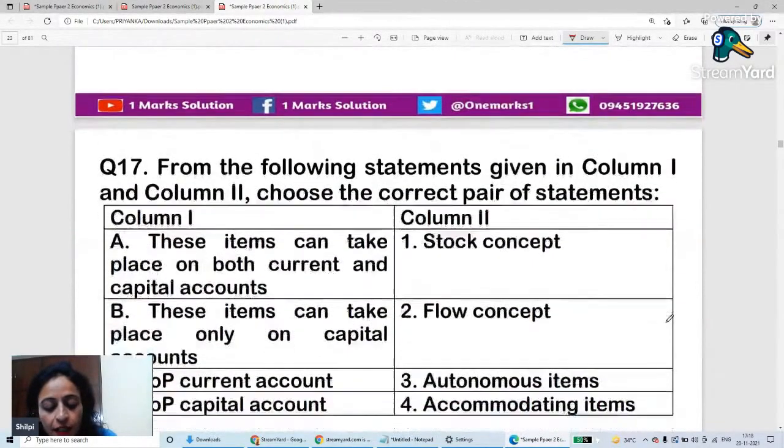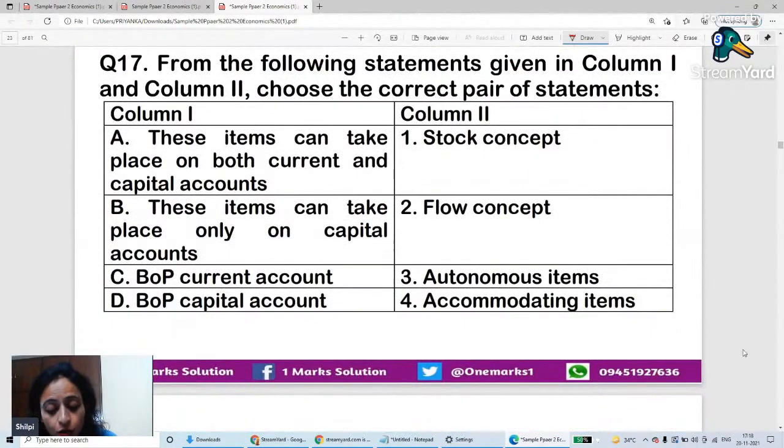Second, these items can take place only on capital accounts. Now, which are the transactions which only take place in the capital account? That is accommodating items, which are done for the balancing of the balance of payment account, right? Accommodating items. So B will go with fourth. If we go through the options which are given, we can easily observe that option C is matching A with the third column and B with the fourth column. You have to observe your options also at the same time. If you are able to match any two of them, then you may get the direct answer from the given options.